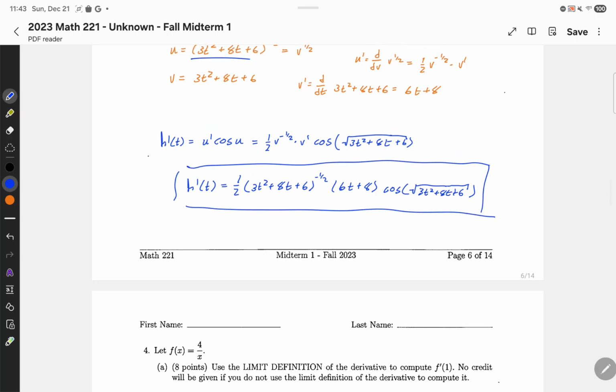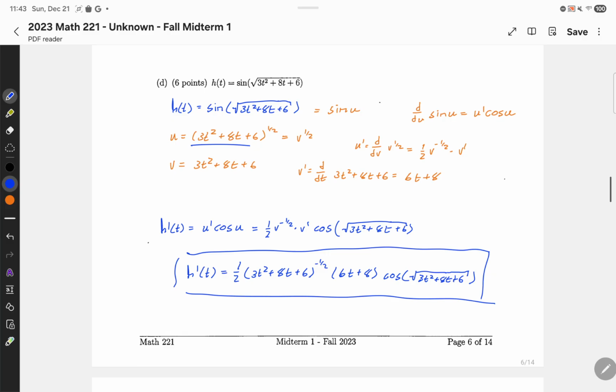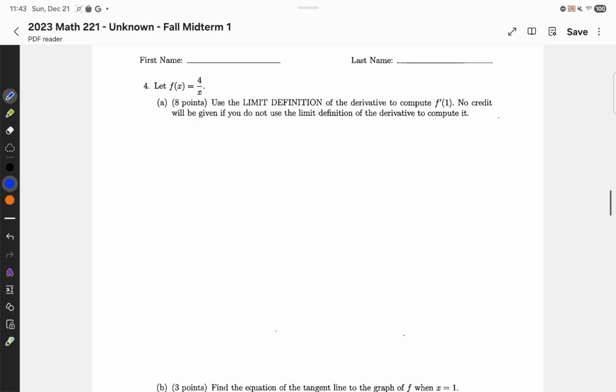So, a bit tricky. The key is to just keep all of your u substitutions, or v substitutions as well in this case, straight. And there's other ways to write this out. This is just the way I prefer. So, moving on to question 4.